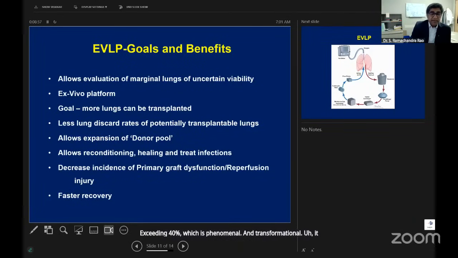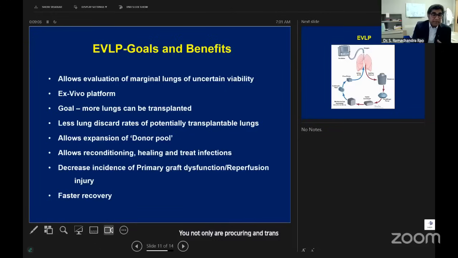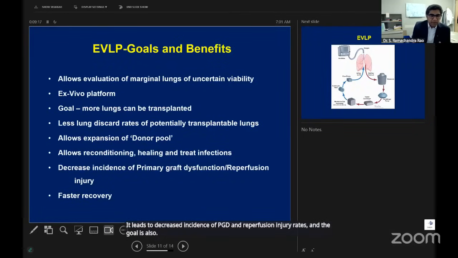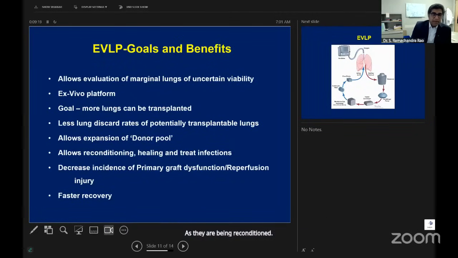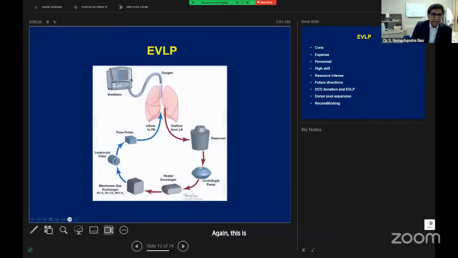In addition to that, once you test these lungs and they successfully pass the benchmarks, you not only are procuring and transplanting lungs that have been tested on an EVLP platform, it leads to decreased incidence of PGD and reperfusion injury rates. And the goal is also, as they are being reconditioned, you're hoping that with less PGD, there is faster recovery of the recipients.